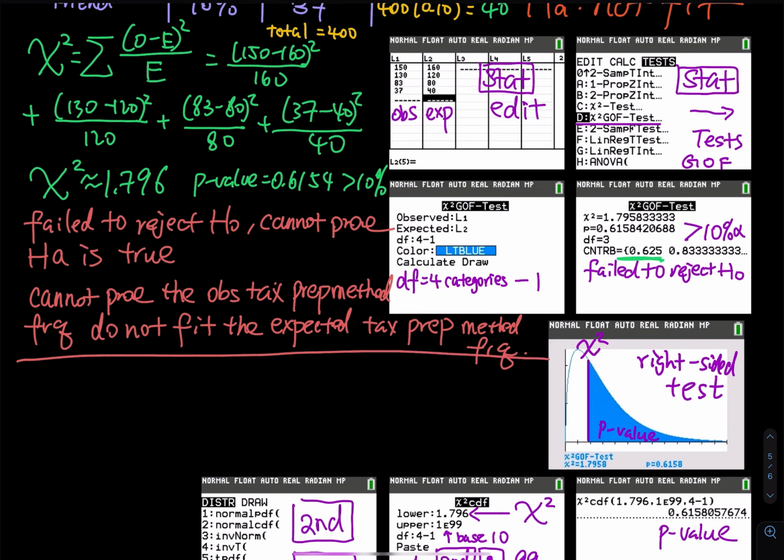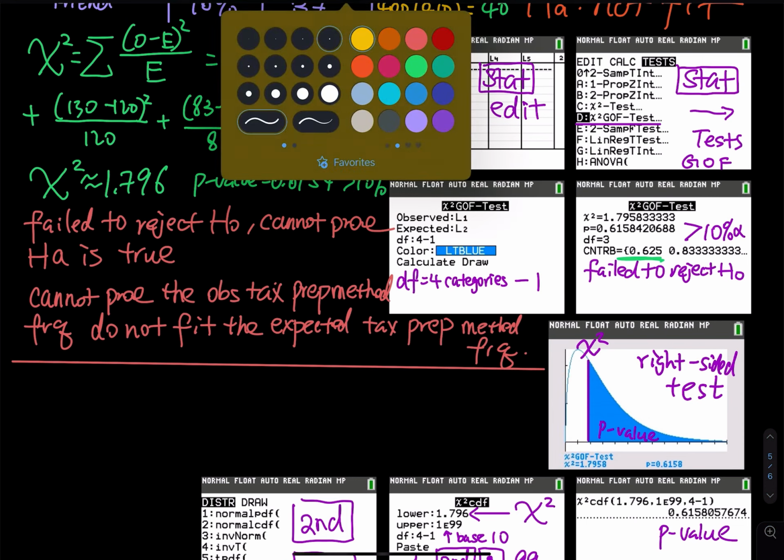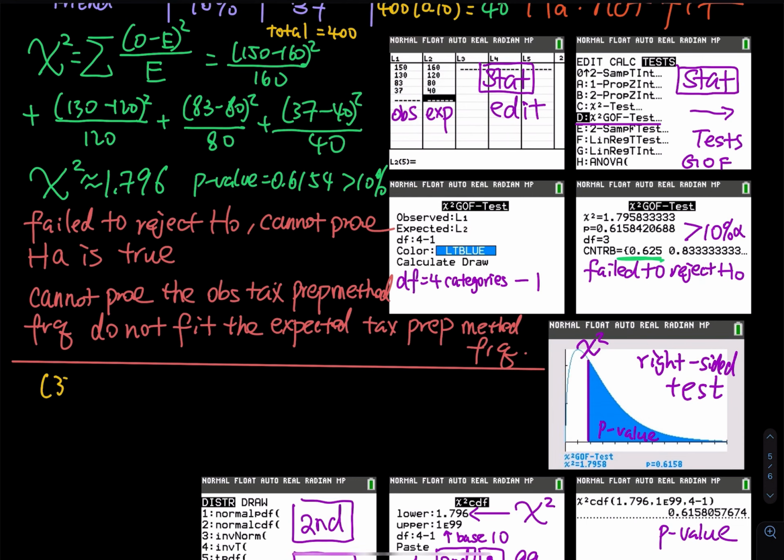Let me just draw a line, and then I want to split this up. The last term, do you see that that is a 37 minus 40 squared divided by 40? 37 is observed, 40 is expected. Do we agree that these two numbers are pretty close? So this equals negative 3 squared divided by 40.